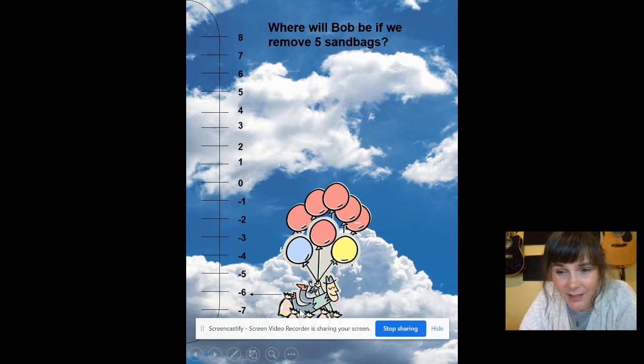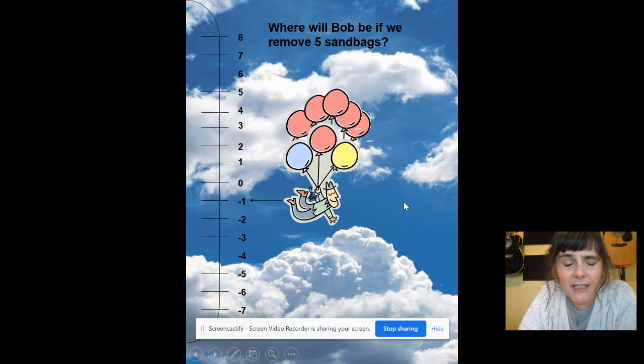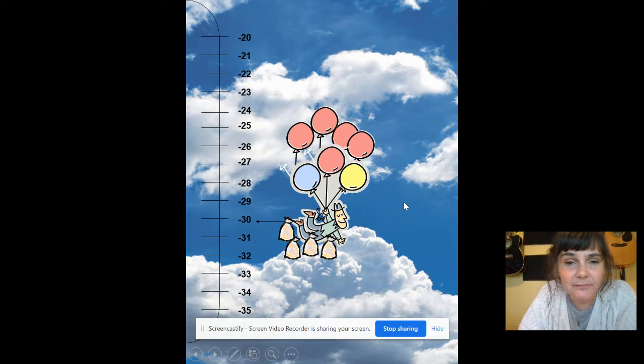But if we take the sandbags away, where are we going to go? We're going to go up. So that means if we take 5 negatives away, we're going to go up 5 spots. See if you can think about where we might end up. And here we go. -1. -6 minus -5 is -1.